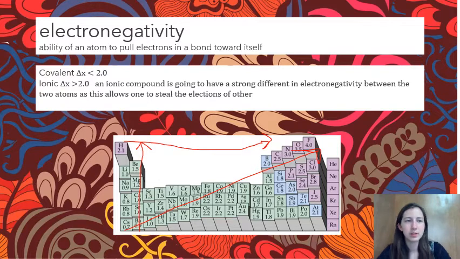So by remembering the electronegativity patterns, you can tell how likely a molecule would be to be polar, or also how likely it would be to be covalent or ionic, because here we can see.